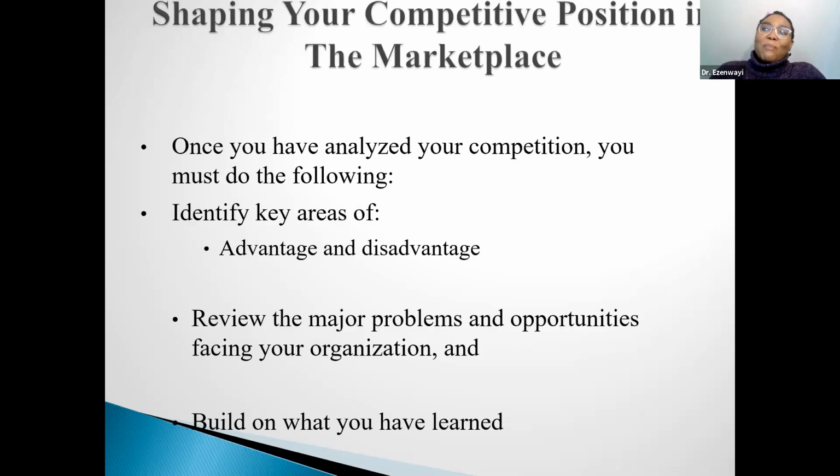Then how do you shape your competitive position within the marketplace? Well, once you have analyzed your competition, some of the things to do is identify the key areas of advantages and disadvantages. What is it that you learn from going through this process, and what are your advantages, what are your disadvantages, because you should learn something about your own organization. And then review the major problems and opportunities facing your organization, which is another thing you need to learn. And finally, build on what you learned. What did you get out of it, and how can you build on that to make things a lot better? I'm going to stop and ask if you have any questions.